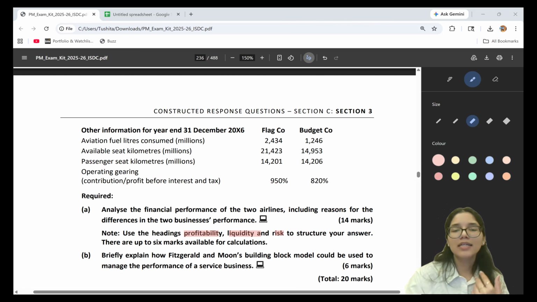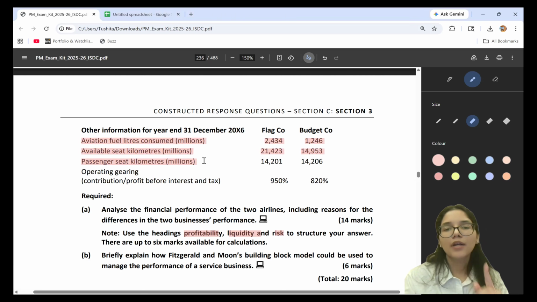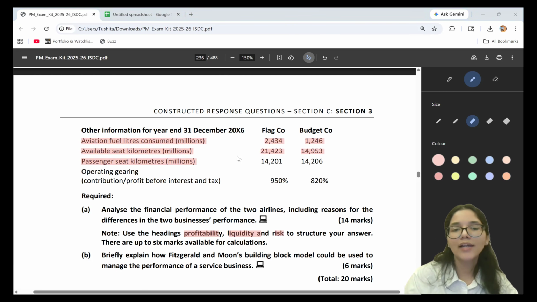Whatever extra information is given to us, we can also use that to get extra marks in our answer. You can see this extra information has also been provided. So it will be wise if we make use of this information while we are drafting our answers, so that we can write better answers for our case study. So this is the structure that we are going to follow.